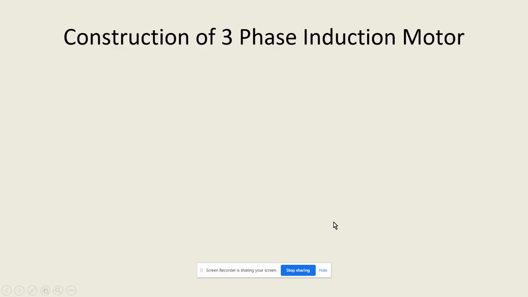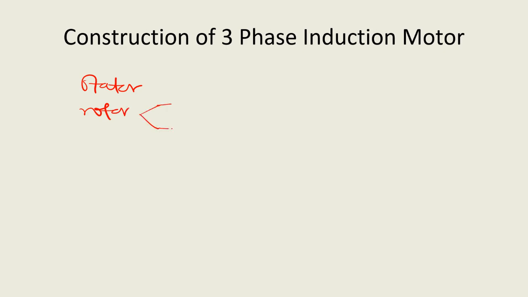Hello friends. So today we'll study about the construction of three-phase induction motor. A three-phase induction motor has two main parts. One is stator and the second is rotor. According to the types of rotors, there are two types of motor. One is called squirrel cage induction motor and the second is called slip ring induction motor.